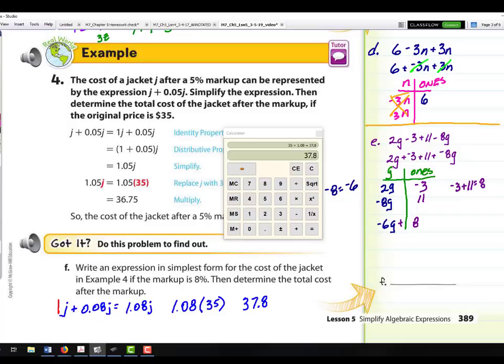So 35 times the coefficient, 1.08, gives me 37.8. Now I was multiplying 1.08J. I was just using the coefficient, but still this whole thing is the cost of the jacket now. It's all J, which means the jacket marked up 8% would be $37.80.